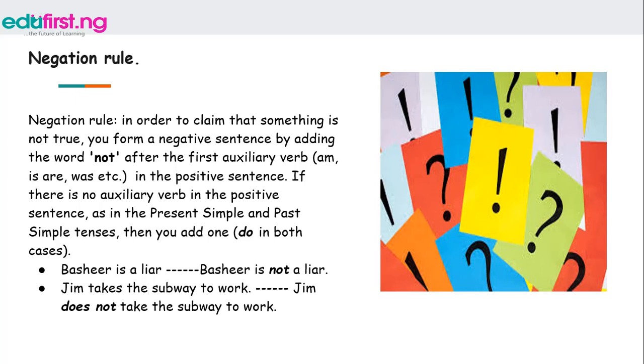Do, in both cases. For example, Bashir is a liar. Bashir is not a liar. Jim takes the subway to work. Jim does not take the subway to work. I know why. I hope you all know why it is does not.